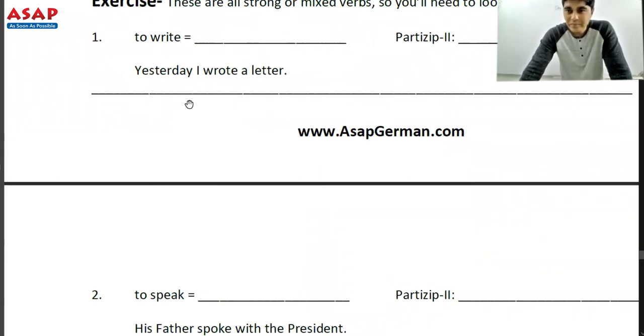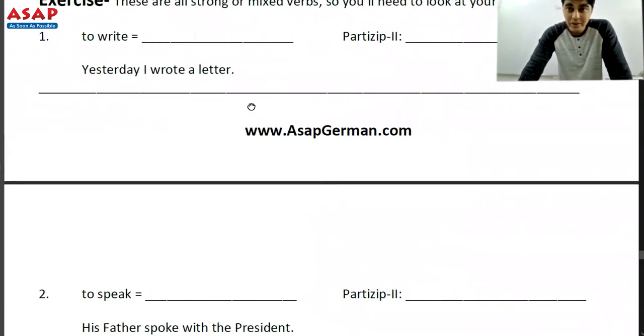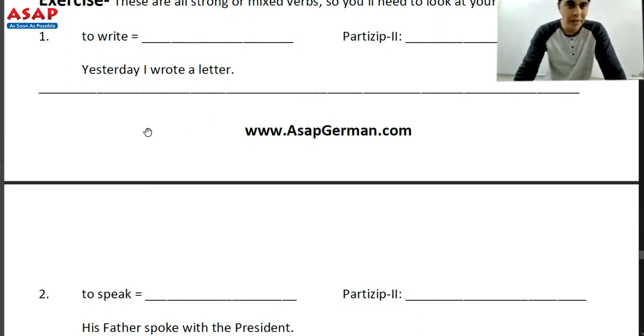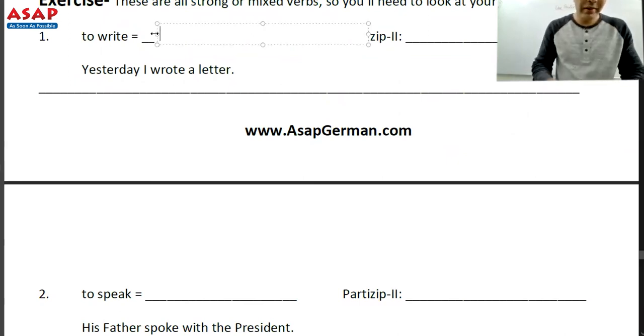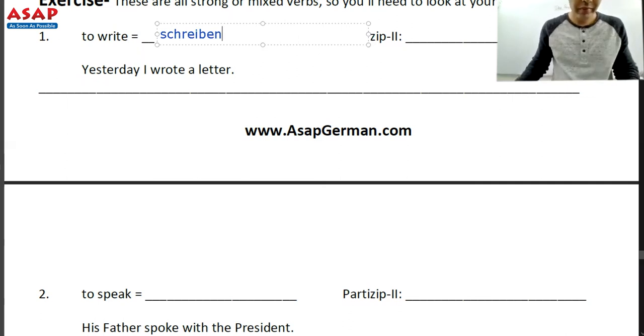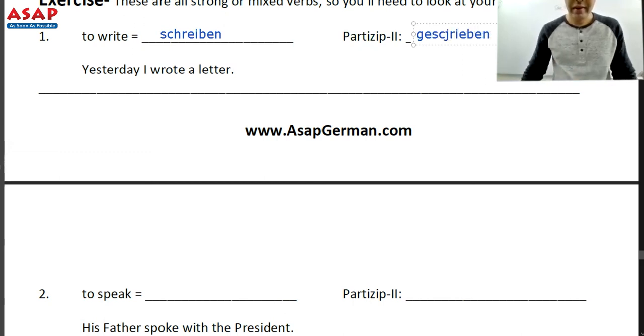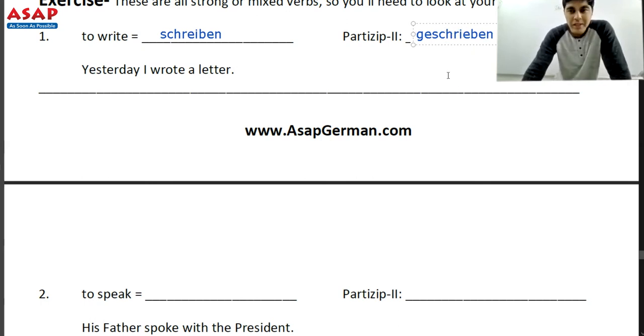Got it? And why did I show you the list? Didn't you follow the irregular verb list when you solved the exercises at home? Yeah, I did. Yeah, so to write is schreiben, and it is geschrieben. Schreiben, geschrieben.